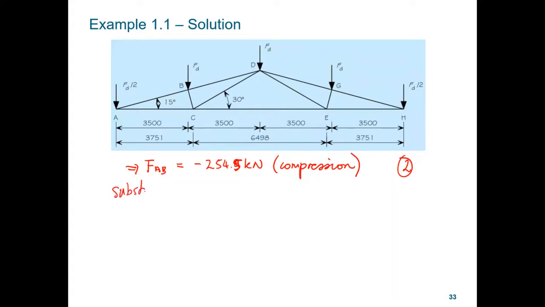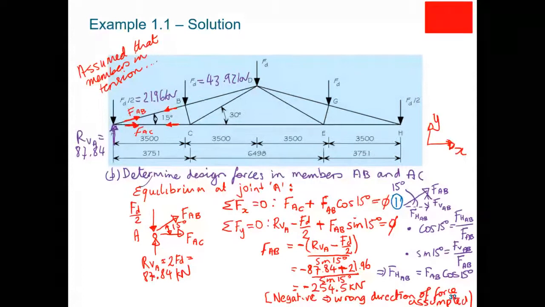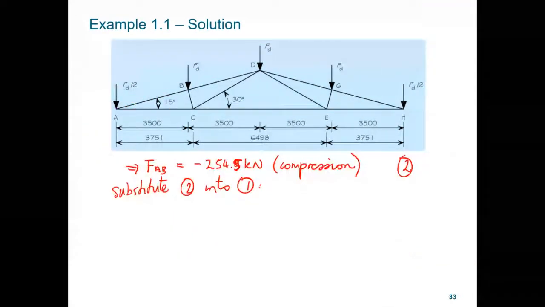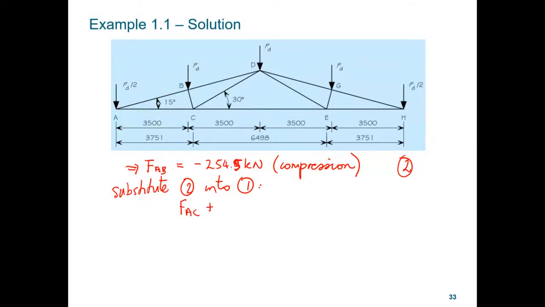And then substitute two into one. Okay, so what is two into one? One, we have FAC plus FAB times the cos of 15 degrees. So that means FAC is the one that we want to know. Sorry, force FAC is what we want to know. FAC is equal to minus FAB, so we've worked out FAB, so it's minus minus 254.5 times the cos 15 degrees.